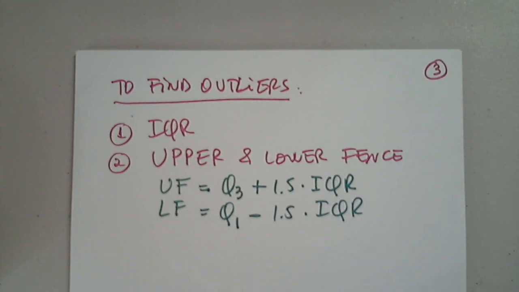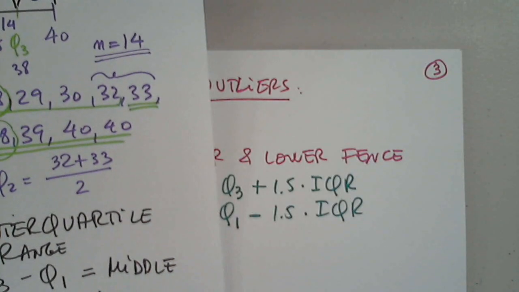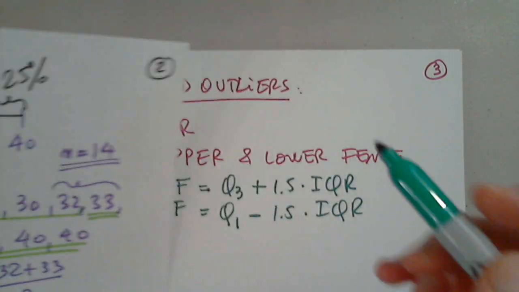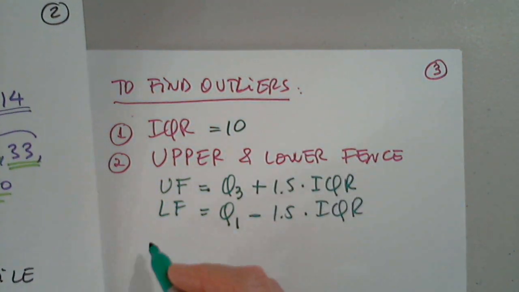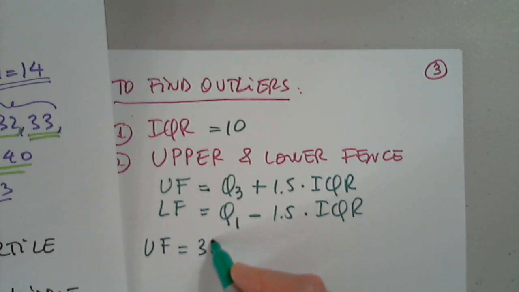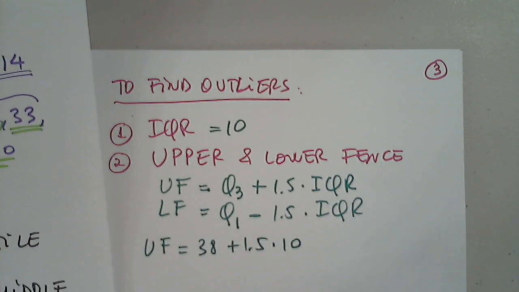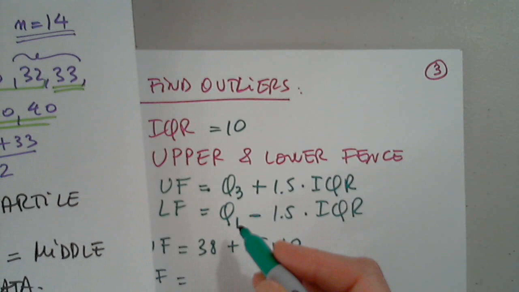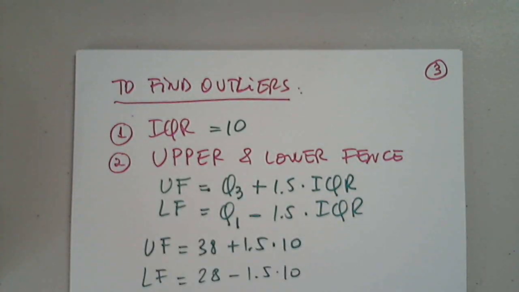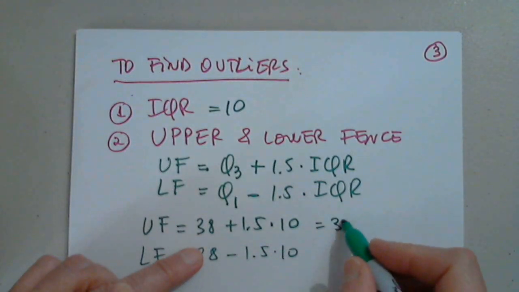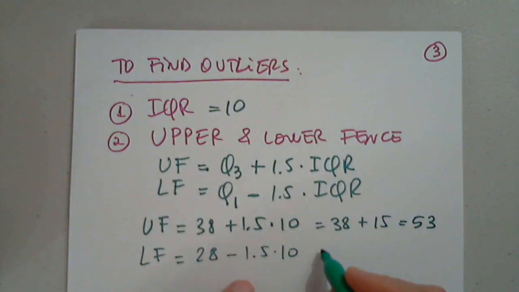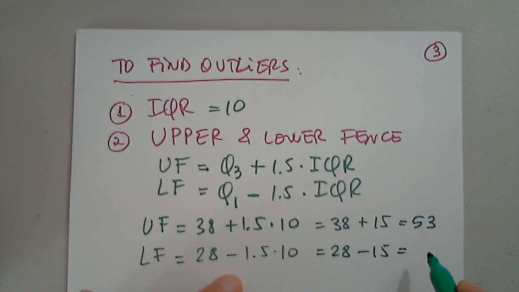Okay, so let's see for this particular data set, and then we'll look at another one in a minute. How do I determine this? First, I already have the interquartile range in our example, which is 10. How do I determine the upper fence? I have Q3, which is 38, plus 1.5 times 10, and the lower fence, which is Q1, which is 28, minus 1.5 times 10. So this one is 38 plus 15, which is 53. And this one is 28 minus 15, which is 13.